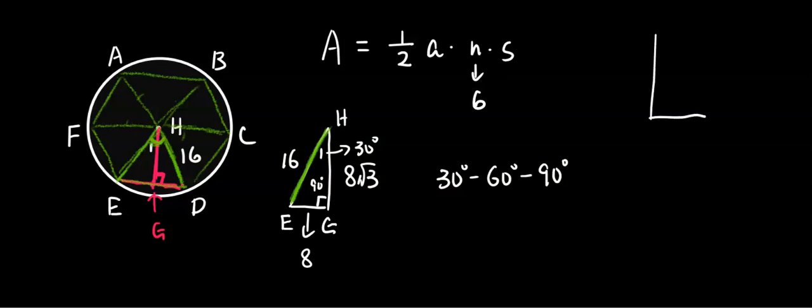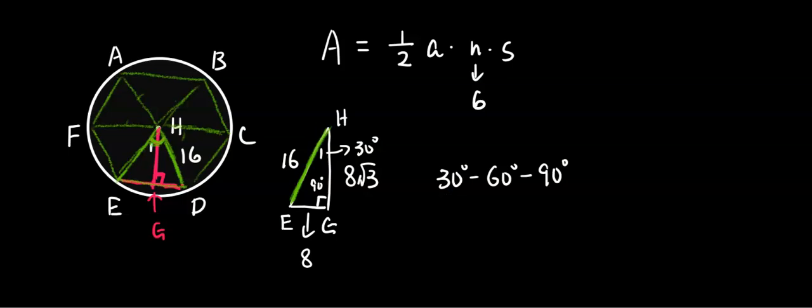Just in case you forgot, let's quickly review. If you know it, you can fast forward this part. In a 30-60-90 triangle, if this is 1 unit, this is 2 units, and this longer leg would be 1 times the square root of 3. In some books, they give you the variable. They say if this is x, this is always 2x, and this would be x times the square root of 3. That is the relationship.